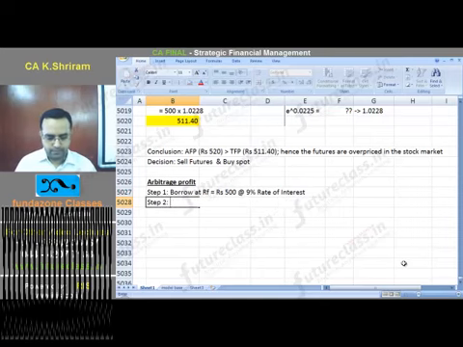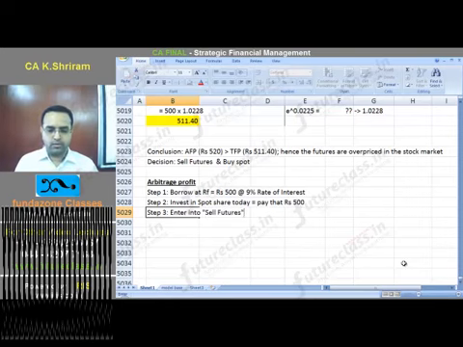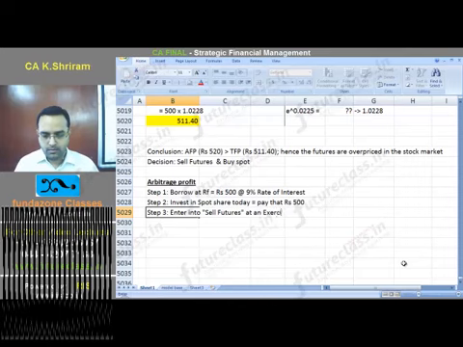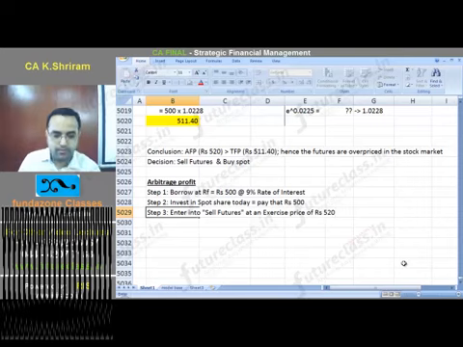Step 2: Invest in spot share today. Pay that 500. Step 3: Enter into sell futures at an exercise price of... what is the exercise price? What is the exercise price of futures here? 520.